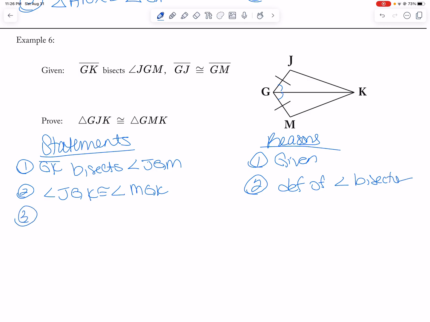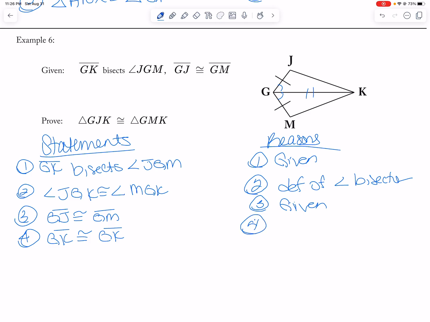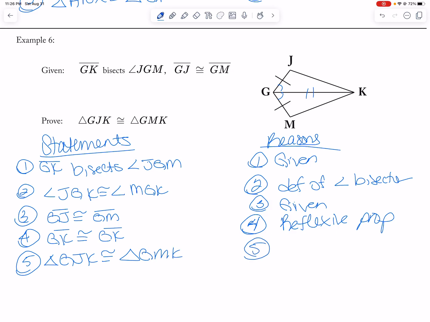And then 3 is GJ is congruent to GM, and that's given. And then GK is congruent to itself, and that is the reflexive property. And then triangle GJK is congruent to triangle GMK, and that is by side-angle-side. And that is it for this lesson.